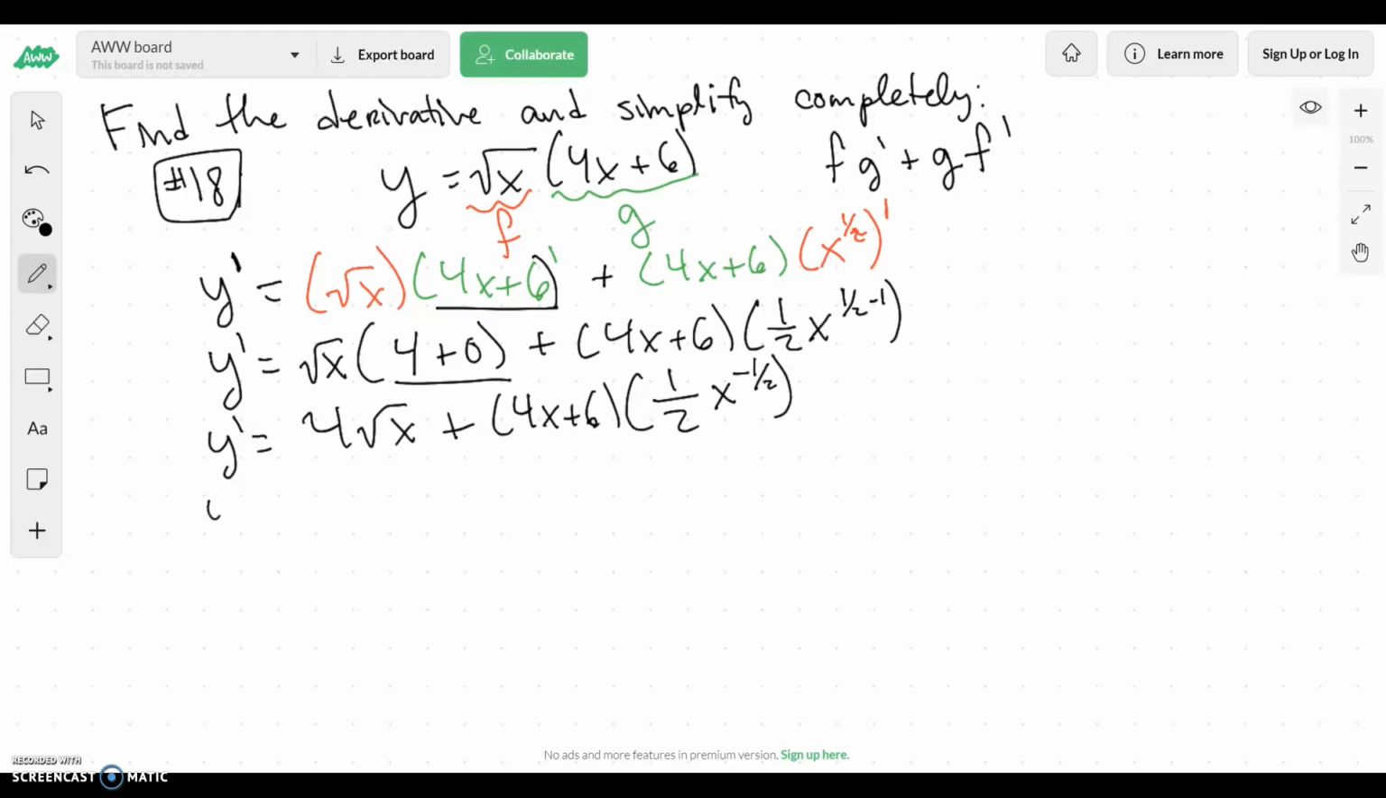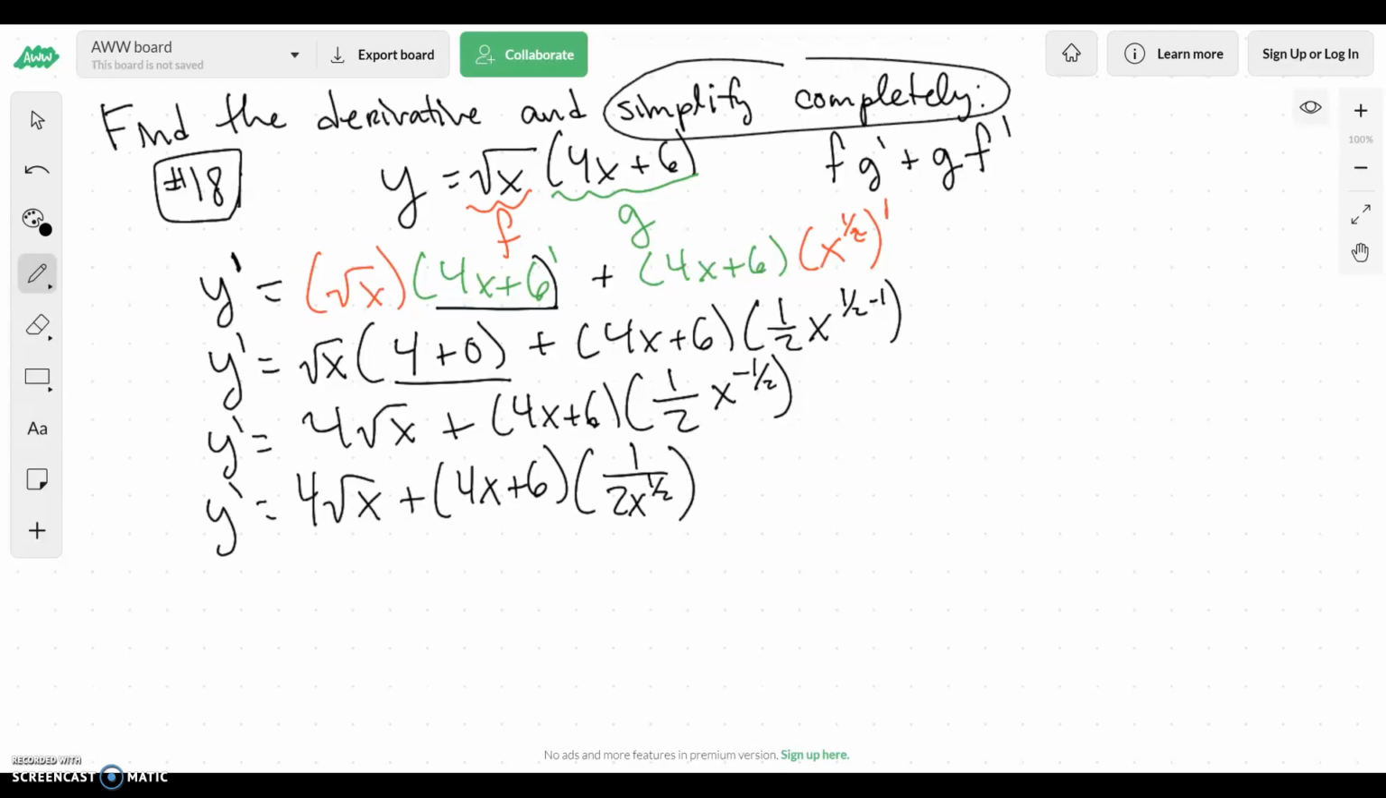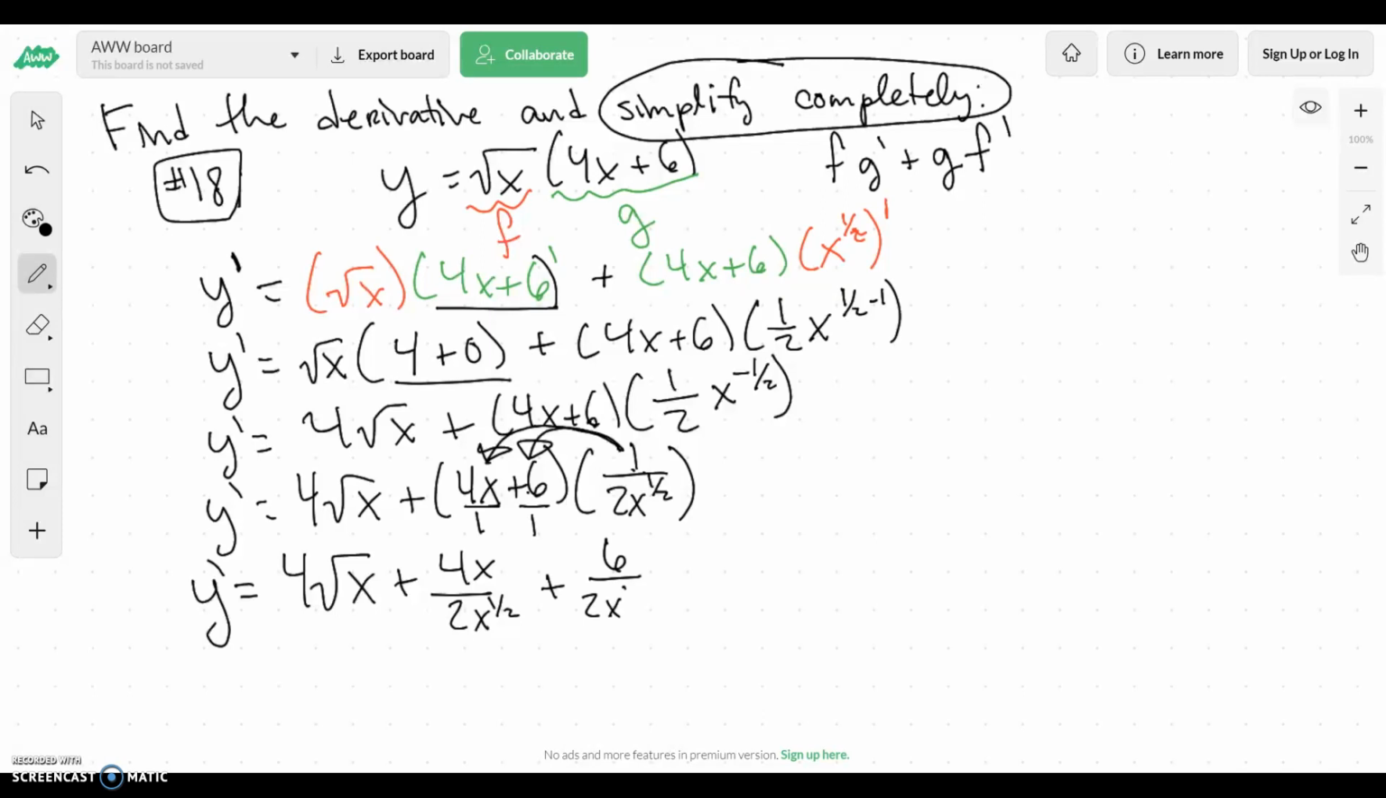Okay, I can bring this down a little bit more. So 4 square root of x plus 4x plus 6, 1/2 x to the 1/2. Okay, so I'm almost done, but since I want to simplify completely, what I've got to do is distribute this to everything and then try to combine like terms. So y prime equals 4 square root of x plus, so this 4, I can basically put over 1. So I'm going to have 4x times 1, which gives me 4x, over 2 x to the 1/2, plus 6 times 1 gives me 6 over 2 x to the 1/2.